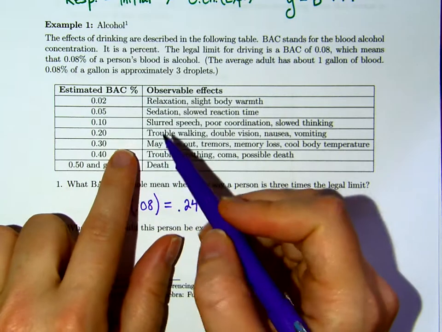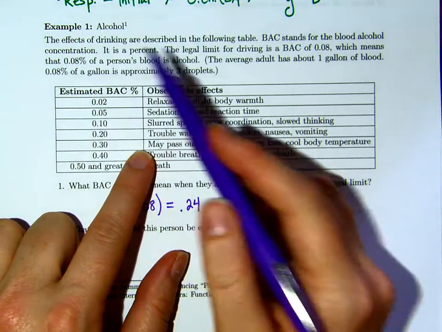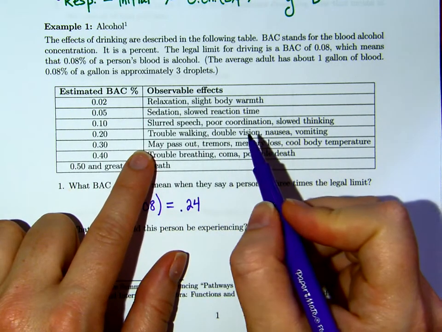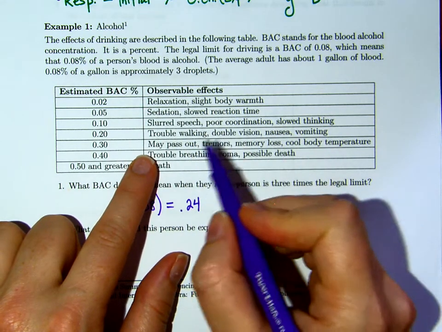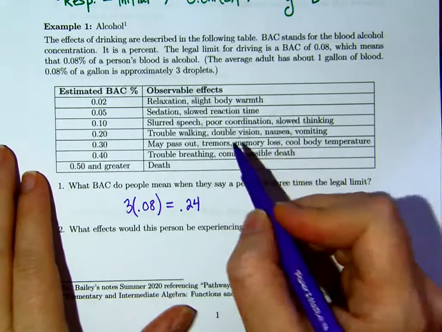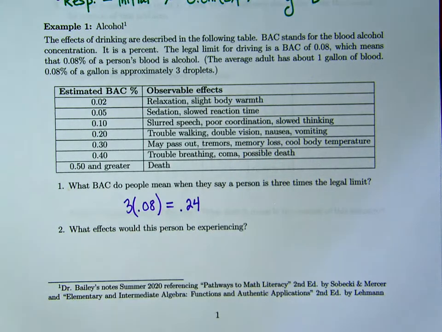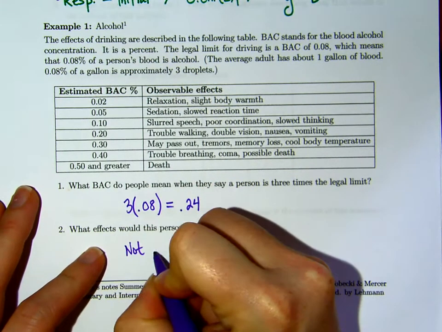Okay, what effects would this person be experiencing? Well, 0.24, that's between a 0.20 and a 0.30. If 0.24% of your blood is alcohol, then you're in a tough spot here. You can't function well, you're getting sick, you might even be having some convulsions or seizures or tremors. People call this blacking out. You can't remember what's happening, and your body is actually starting to cool, which is not good for your body. So what effects are you experiencing? You are not in a good space.